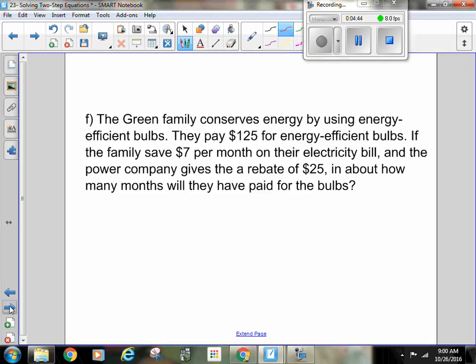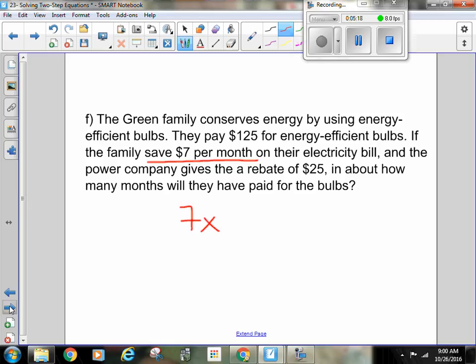All right. Last one. The Green family conserves energy by using energy efficient bulbs. They pay $125 for energy efficient bulbs. If the family saves $7 per month on their electricity bill and the power company gives a rebate of $25, in about how many months will they have paid for their bulbs? Okay, so they're conserving energy and they are getting a kickback for it. It says that they save $7 a month on their bill. So they are getting $7 back per month for their bill.